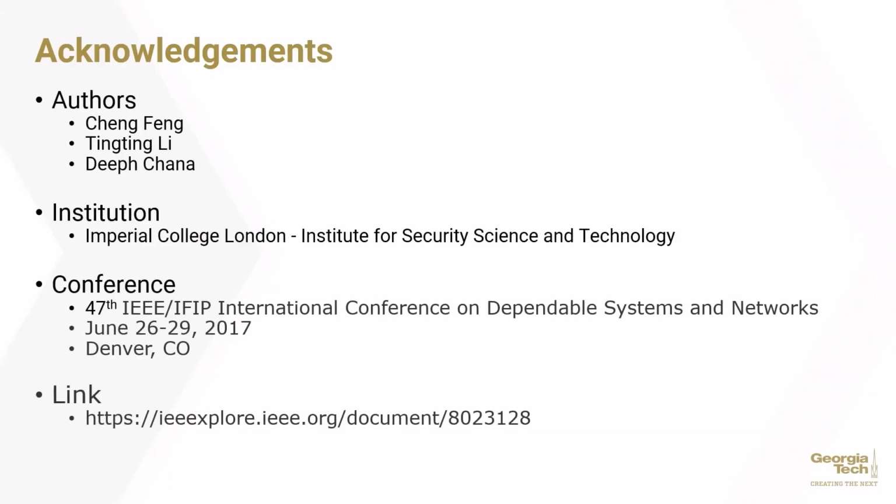So I want to start by acknowledging the authors, Cheng Feng, Ting Li, Deep Chana, and they're from the Institute for Security Science and Technology at the Imperial College London. And this paper was originally presented at the 47th IEEE/IFIP International Conference on Dependable Systems and Networks that was held in Denver, Colorado, June 26th through 29th, 2017. And if you're interested in reading this paper, the link is at the bottom of the slide.